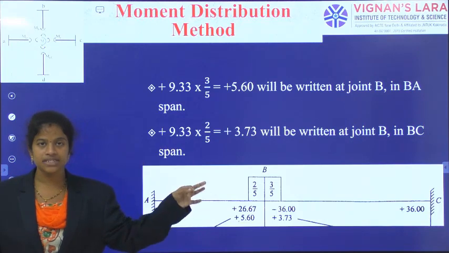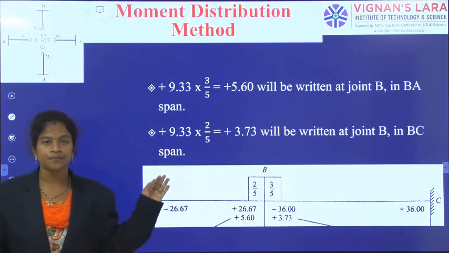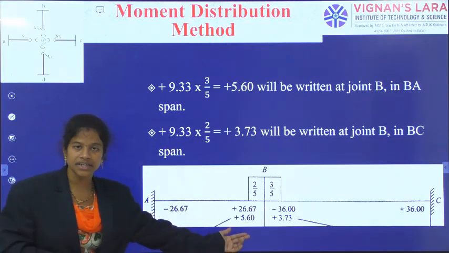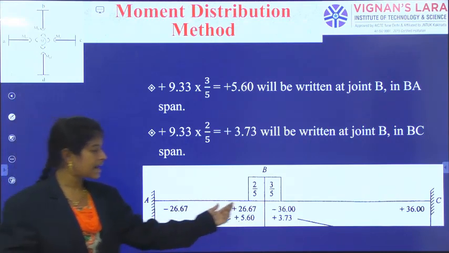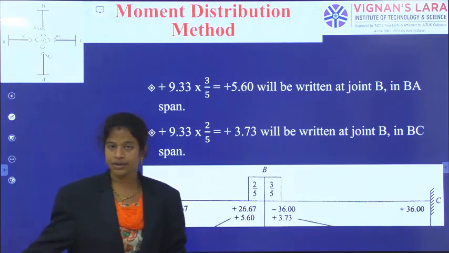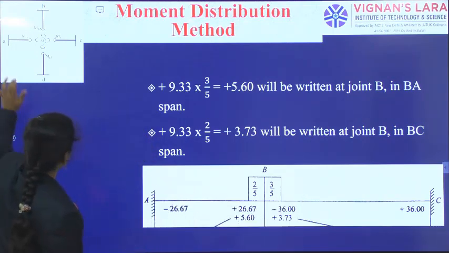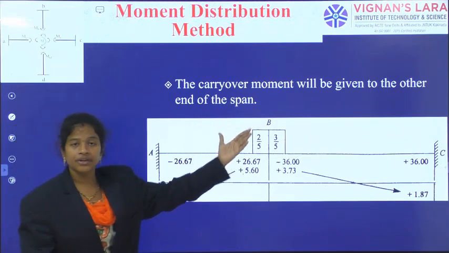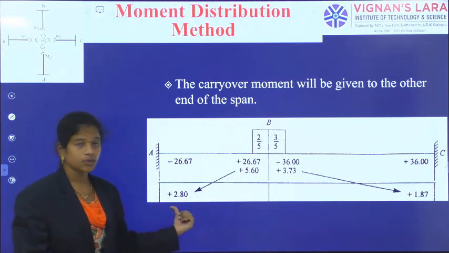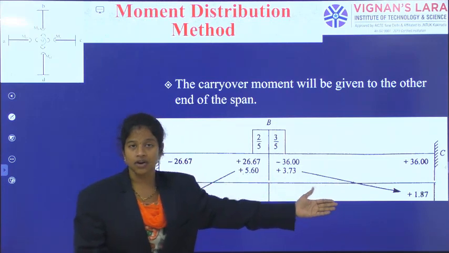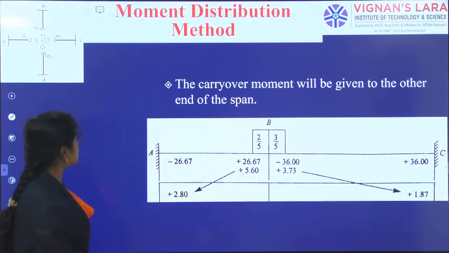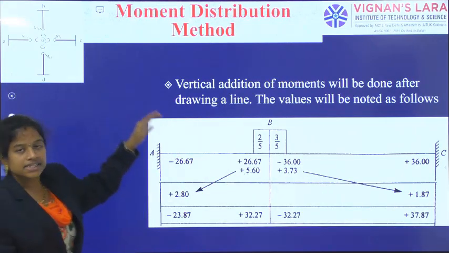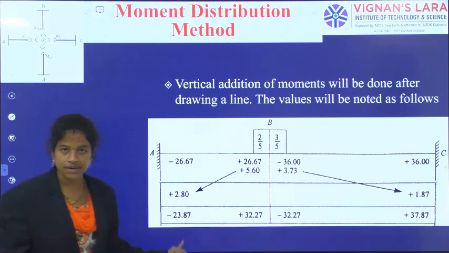Otherwise, if it is a simply supported end, there is no carryover moment. Only because it is a fixed end is this moment carried over to that end, and this one is also carried over to that end. The carryover moment will be given like this: half of this value and half of this value. Now we go for the summation, and the total vertical addition has given some answers.